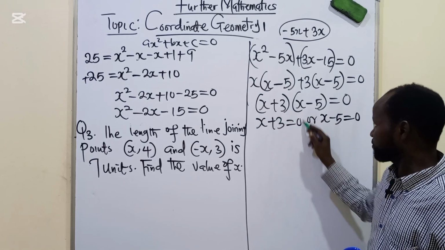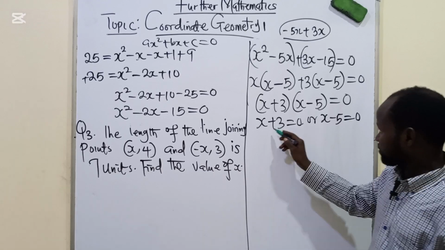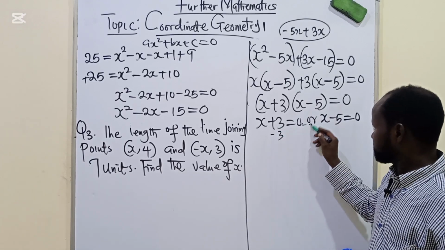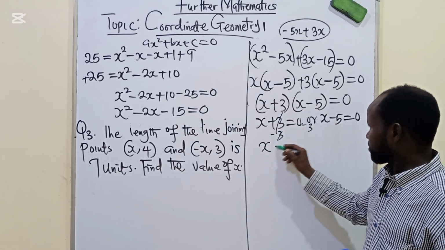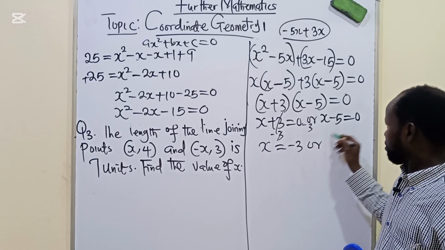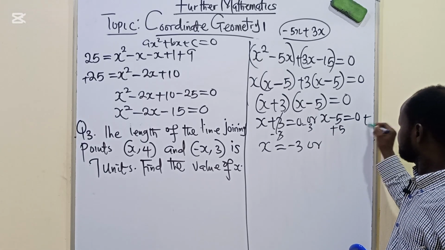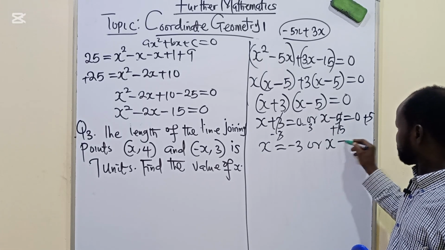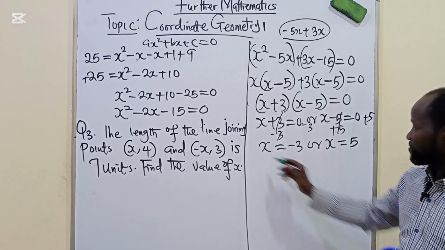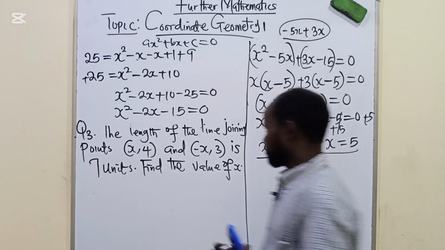We collect like that. This is positive, so we take it to this side, or we minus 3 from both sides. This will go. We have x now will be minus 3. Or we add 5 to both sides. This will go. x now will be equal to 5. So these will be the values of x.